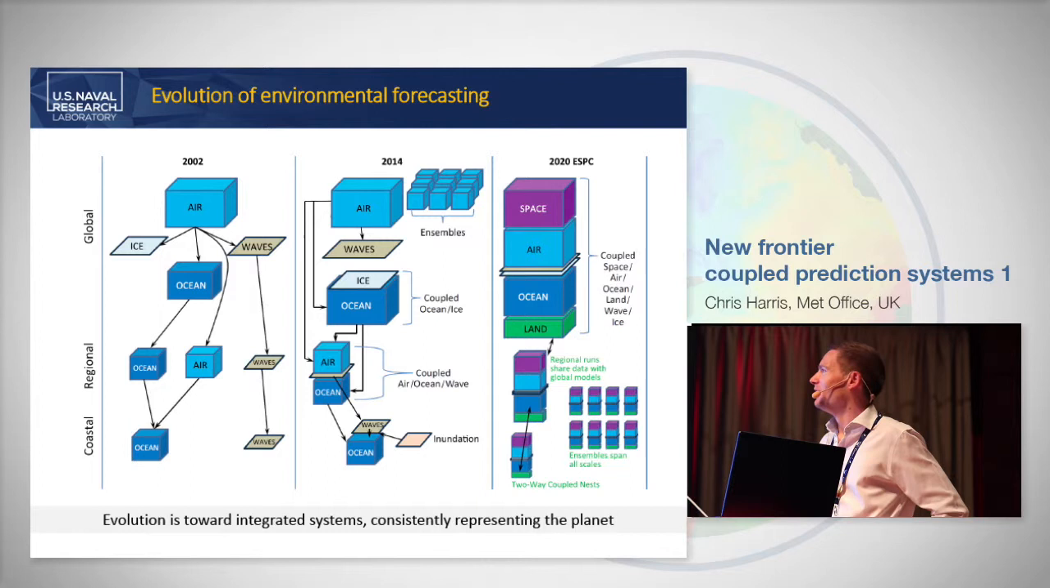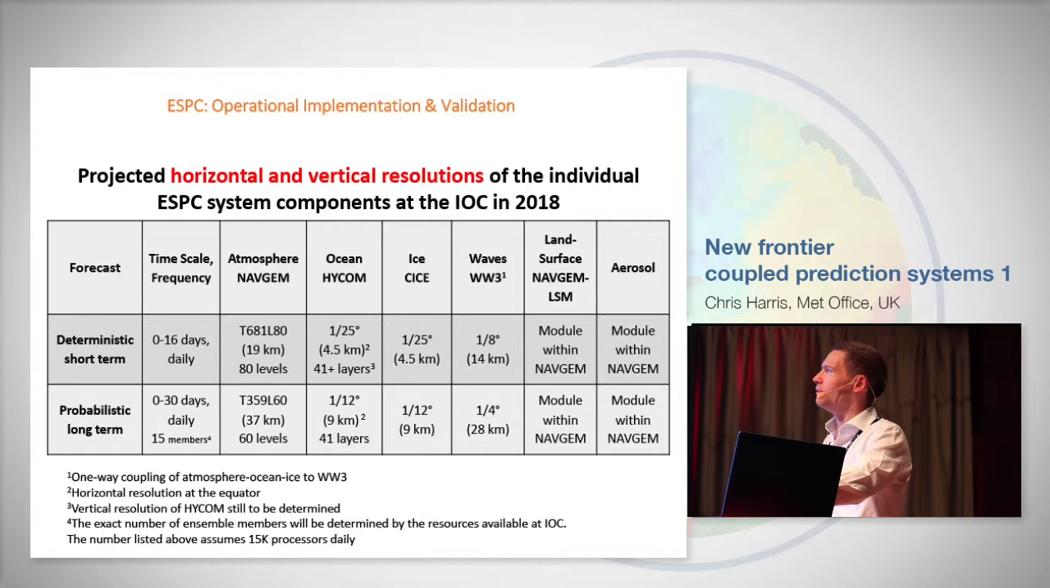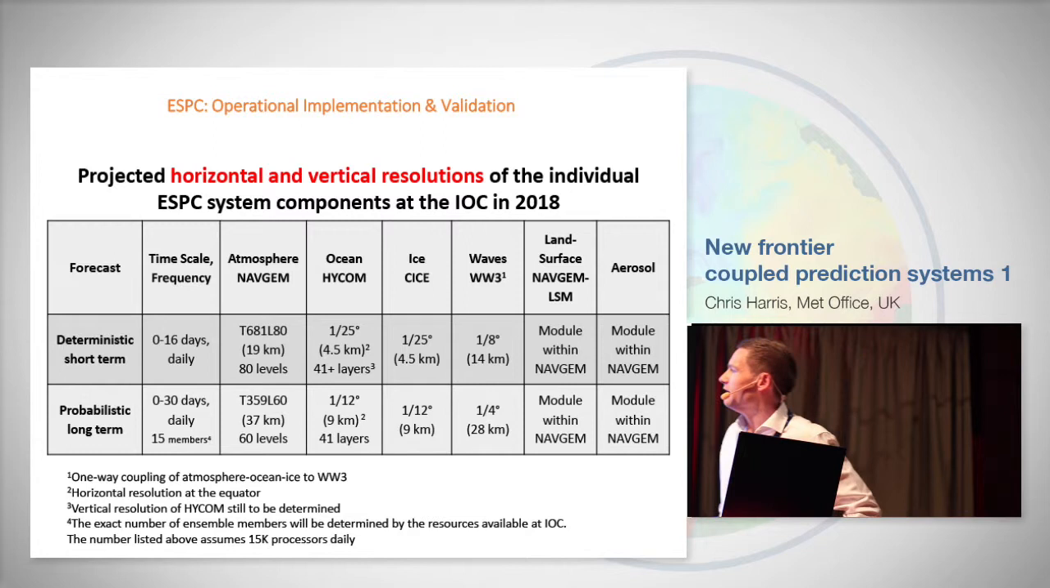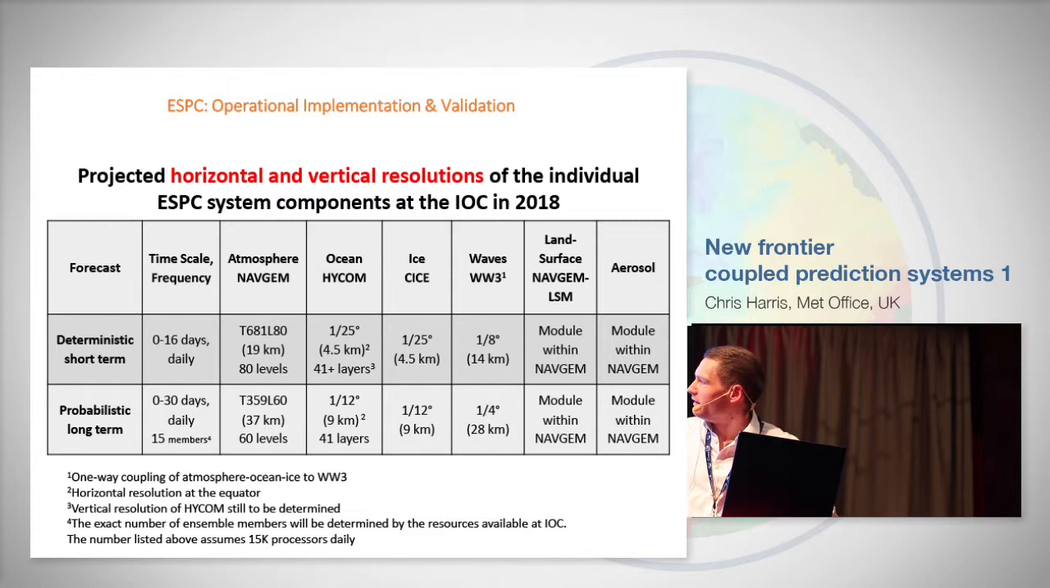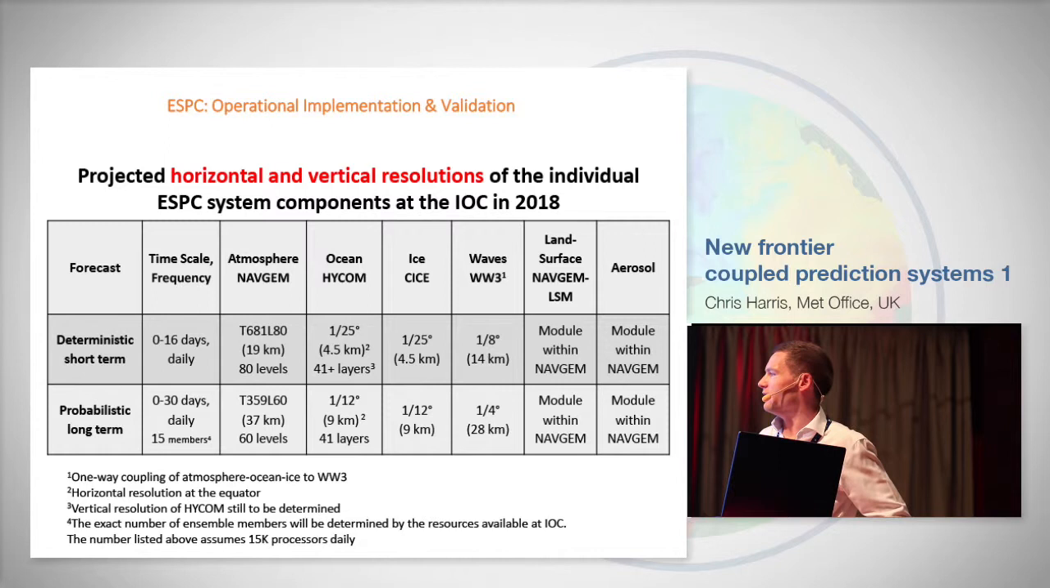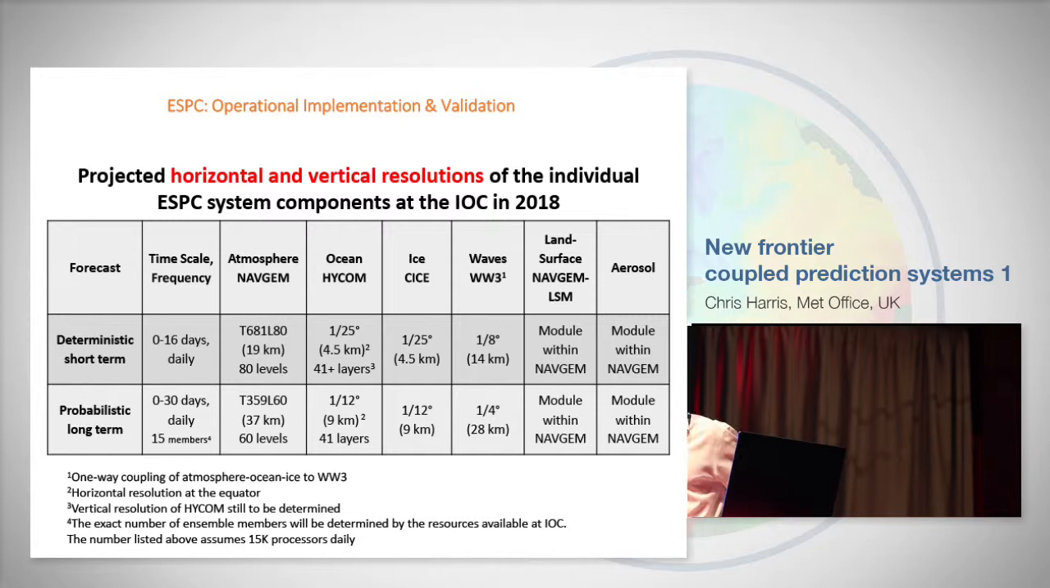Quite a complex system with all components included, and they're moving towards that in a stepwise sense. They're not trying to do everything at once, but the aim for 2018, as I understand it, is to have a very high resolution ocean model for the deterministic forecast model, so a 25th of a degree HYCOM. The atmosphere model, on there it says 19 kilometres, on another slide it says 13 kilometres, so I'm not quite sure which one of those is right, but certainly getting up towards the 10 kilometres that other systems are using. And then the ensemble that goes alongside that also has a pretty high resolution atmosphere, and by a lot of people's standards, a 12 degree ocean going with that.